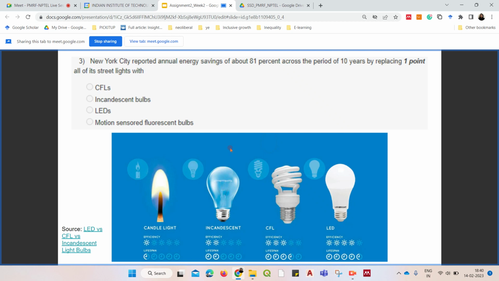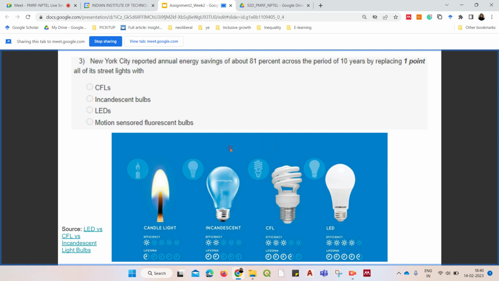So, as this question talks specifically about New York City, it talks about one example or one case study in a sense. So, for the specific case of New York City, the answer is LEDs. What the city did was it replaced their street lights with LEDs, and ultimately they saved about 81% of energy over a period of 10 years.